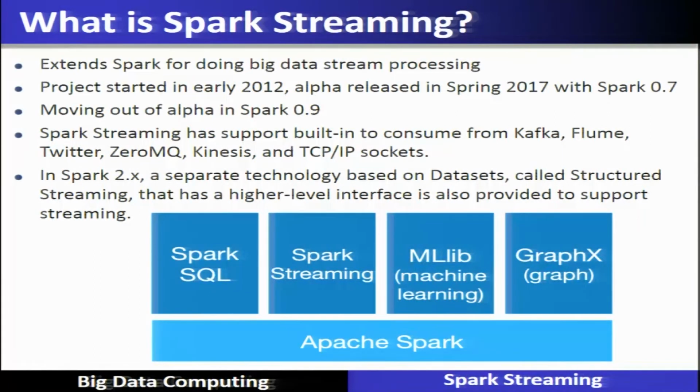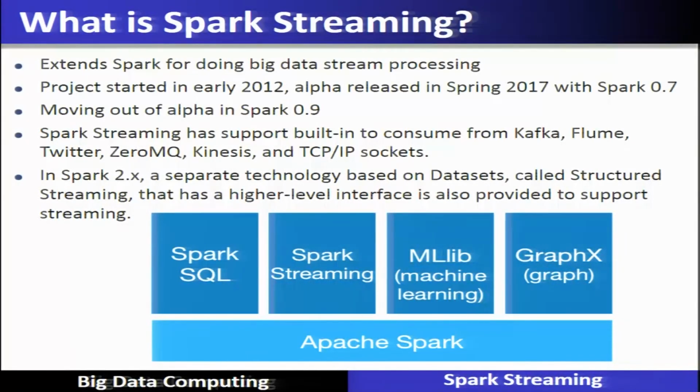So, what is Spark streaming? Spark streaming extends Spark for doing big data stream processing. Big data stream processing can now be done with the help of Spark streaming, which is an extension that extends the Spark core to perform streaming.